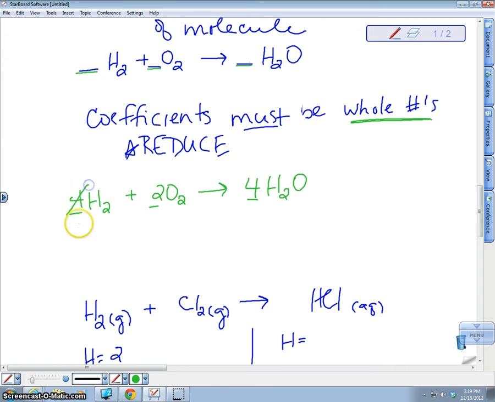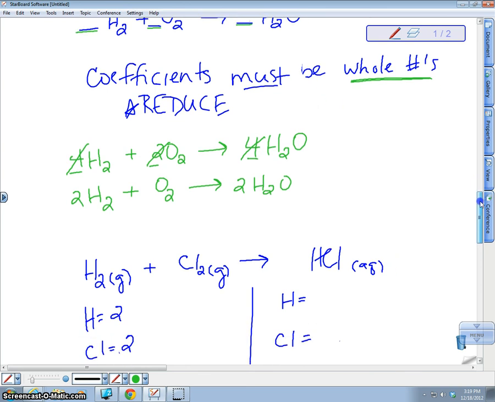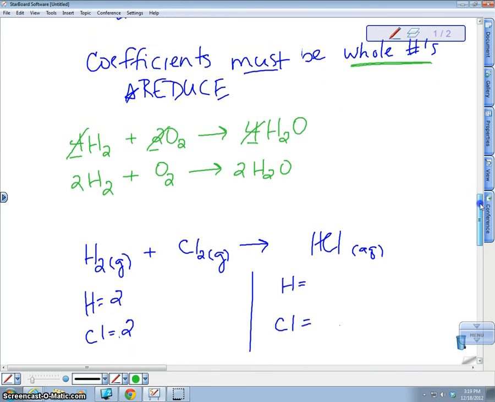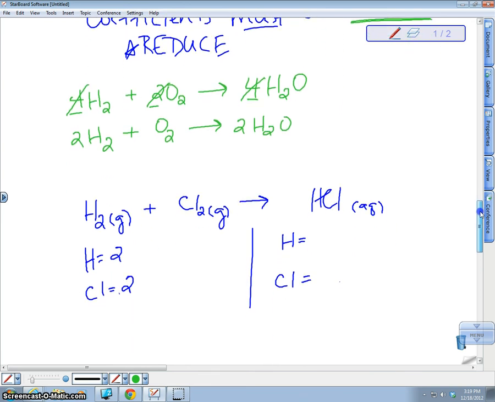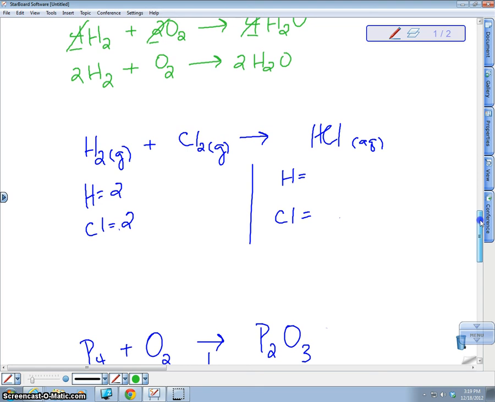I can say 4 divided by 2 is 2. 2 divided by 2 is 1. Remember, we don't have to write ones. And 4 divided by 2 is 2. So if I can reduce my coefficients, not my subscripts, if I can reduce my coefficients, I must do so. Let's do a couple more balancing practice problems so that we can get the hang of it.